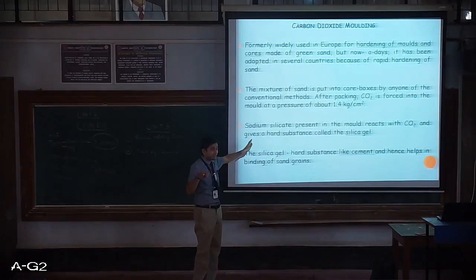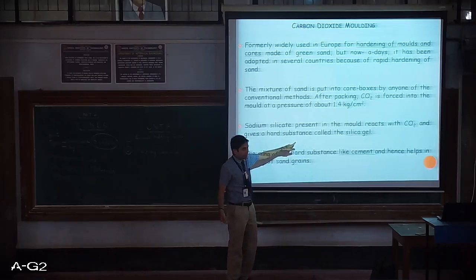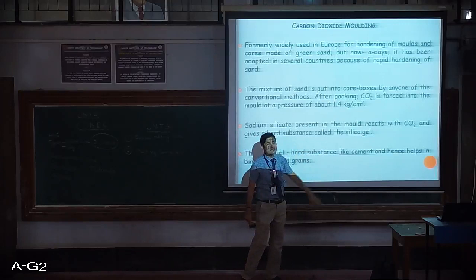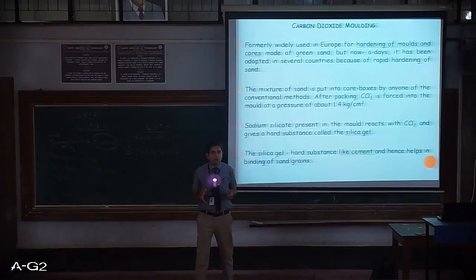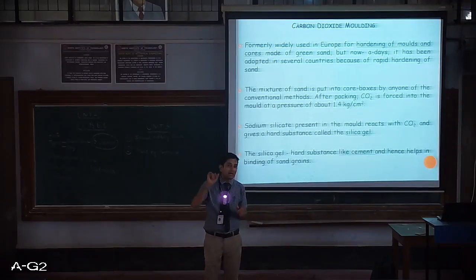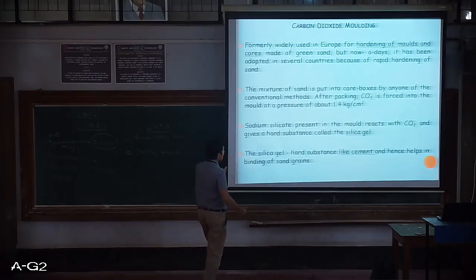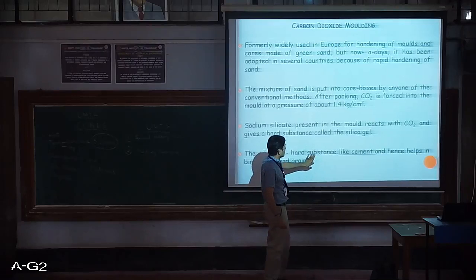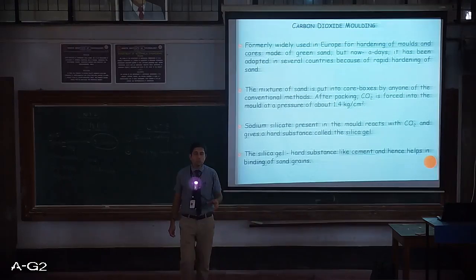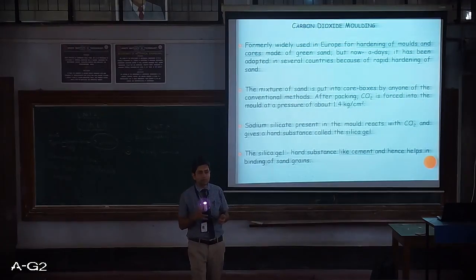Sodium silicate, which is present in the sand mold, will react with the CO2 gas which you are passing, and it gives out a hard substance called silica gel. That reaction results in a component called silica gel. That silica gel is very hard, like cement, and hence it helps in the binding of the sand grains. So this silica gel will create an atmosphere just like cement.